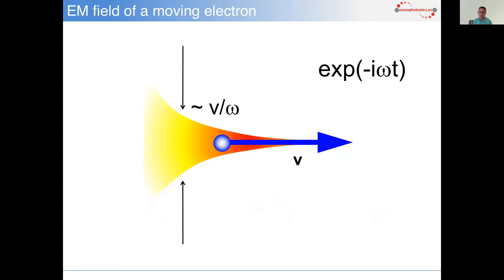And the very last thing I wanted to mention is when you have an electron moving in your electron microscope in vacuum. Of course, the electron has an electromagnetic field associated with it. It's evanescent because it doesn't radiate in vacuum. It's just an evanescent field. And this is the one that you use to probe or excite the sample.